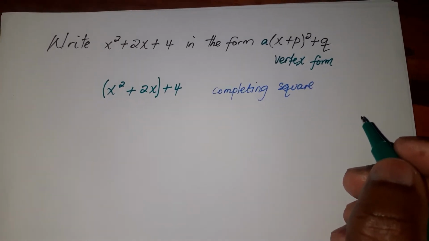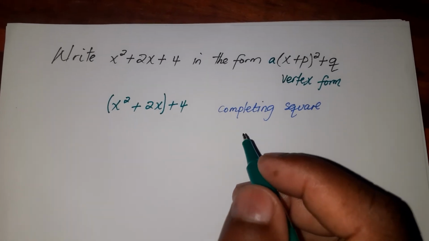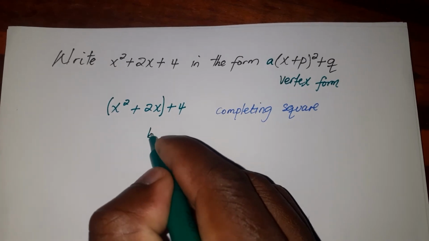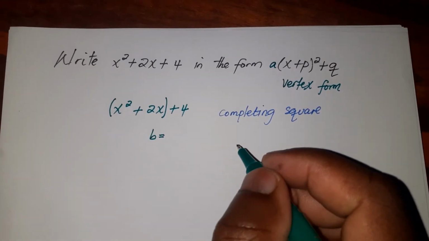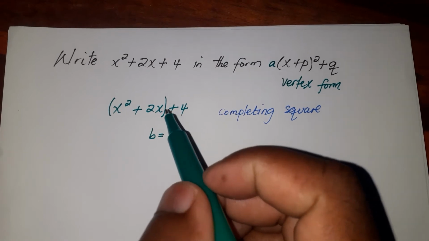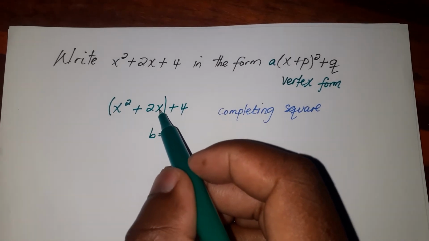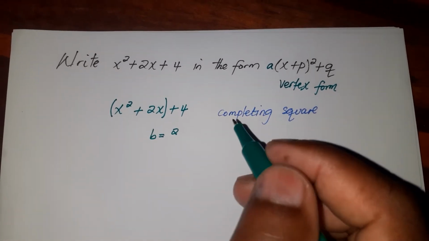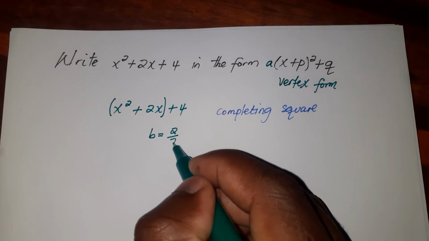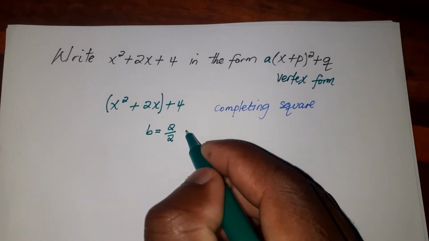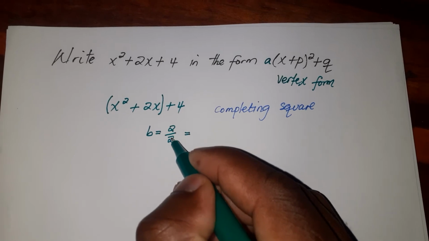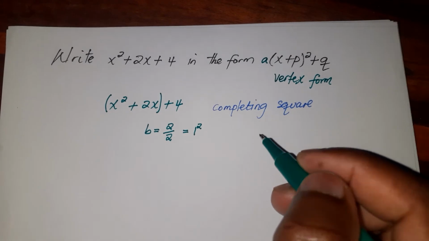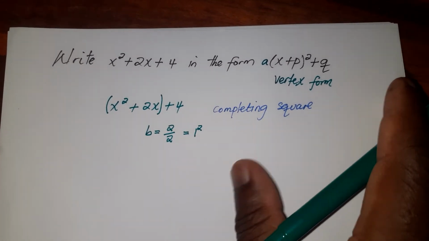Now how it works, now we need to identify our b value. Our b value in our case is the number that is in front of x. That means it's 2. That is our b value, and by rule that number we have to divide it by 2. That is the rule. Now what we get, 2 divided by 2, we get 1. Now that result we have to square it. That is the rule.